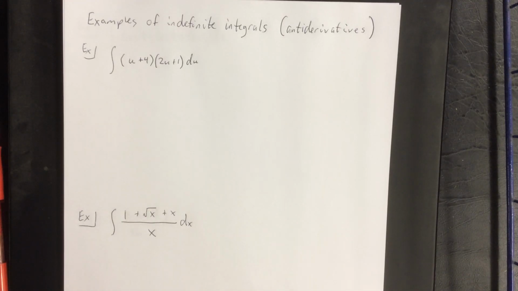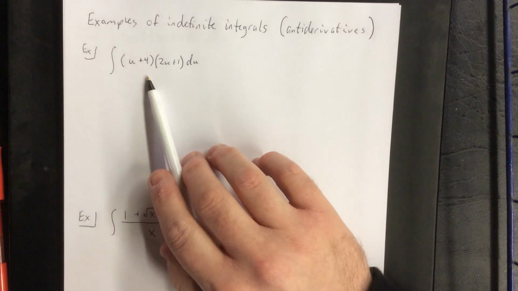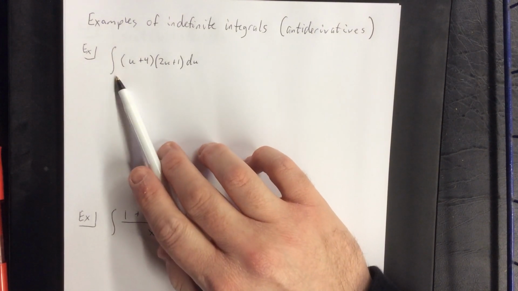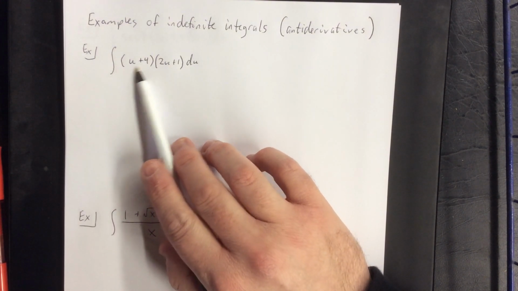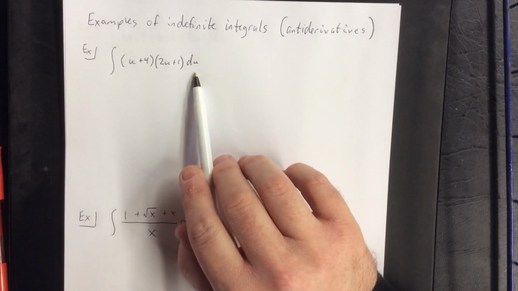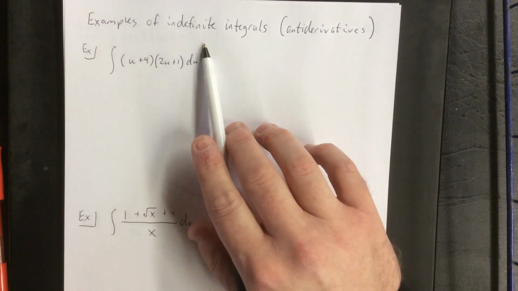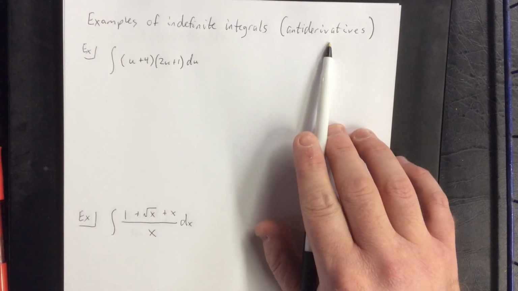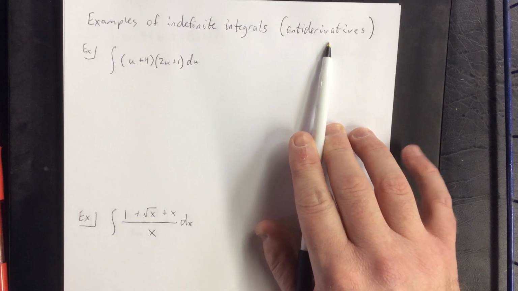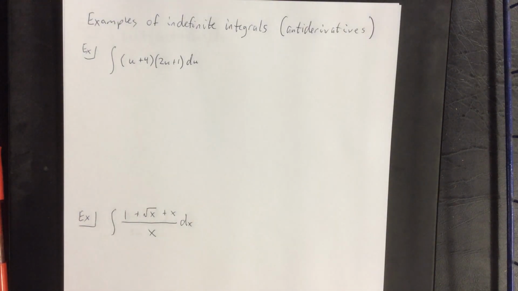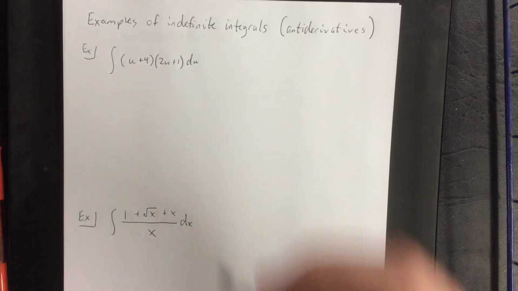Now let's take a look at a couple examples of evaluating these indefinite integrals. With that in mind, first thing that I'd like to try out is the indefinite integral of the quantity u plus 4 times 2u plus 1 du. Keeping in mind that indefinite integrals are simply referring to antiderivatives, as long as you have all of your basic forms for antiderivatives down, these should be a piece of cake.